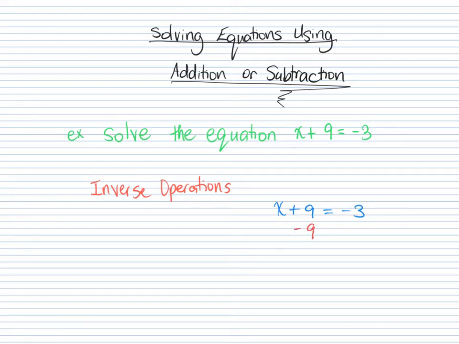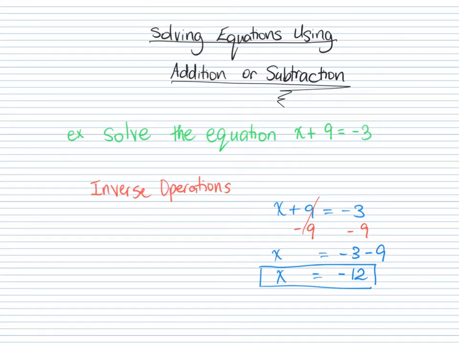But I can't just say, okay, I'm just going to take 9 away from one side just because I feel like it. No, whatever I do to one side, I have to do to the other side of the equation. So I have to subtract 9 from that side as well to get an equivalent equation. All right, so now that I have 9 subtracted from both sides, I'm going to get the x alone, which is what my goal was. All right, so x is equal to negative 3 minus 9. And so now we can just simplify that and we get that x is equal to negative 12. All right, so that's how you use inverse operations to solve an equation when adding or subtracting.